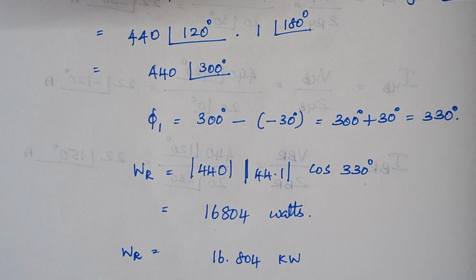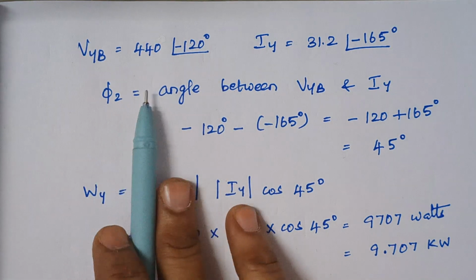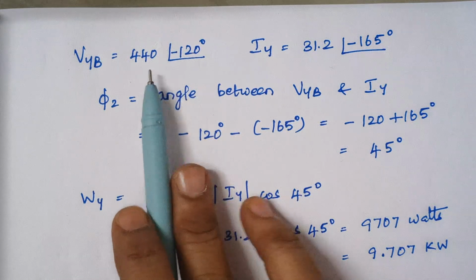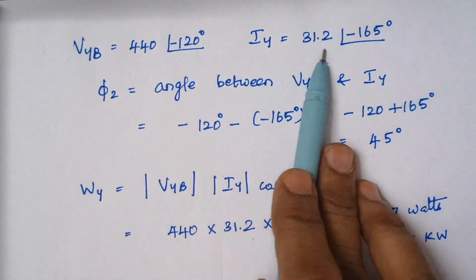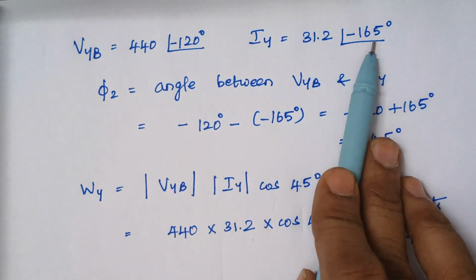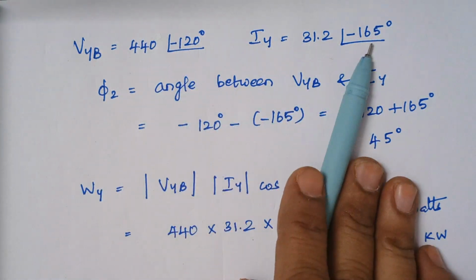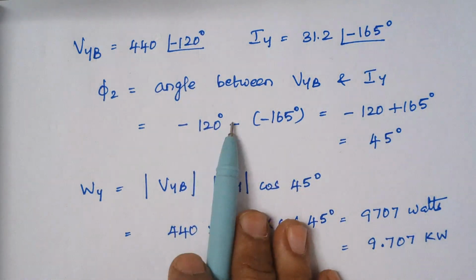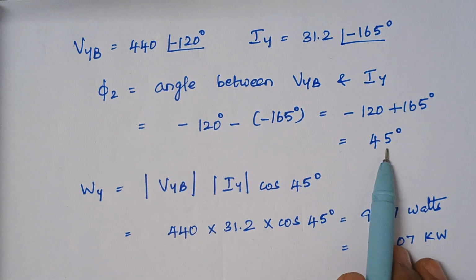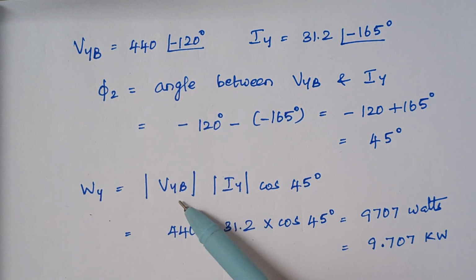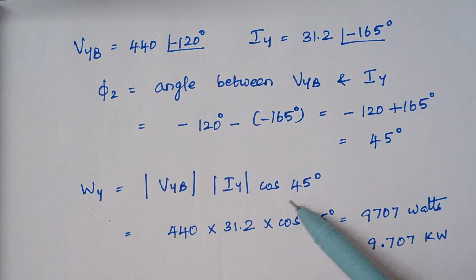Now we will proceed with the next one. VYB is nothing but 440 with an angle of minus 120, and IY is 31.2 with an angle of minus 165. Phi 2 is the angle between these two, therefore minus 120 minus of minus 165. That gives the answer of 45 degrees. So WY is nothing but magnitude of VYB, magnitude of IY and cos of this phi 2. Just substitute the values and that gives the answer as 9.707 kilowatts.